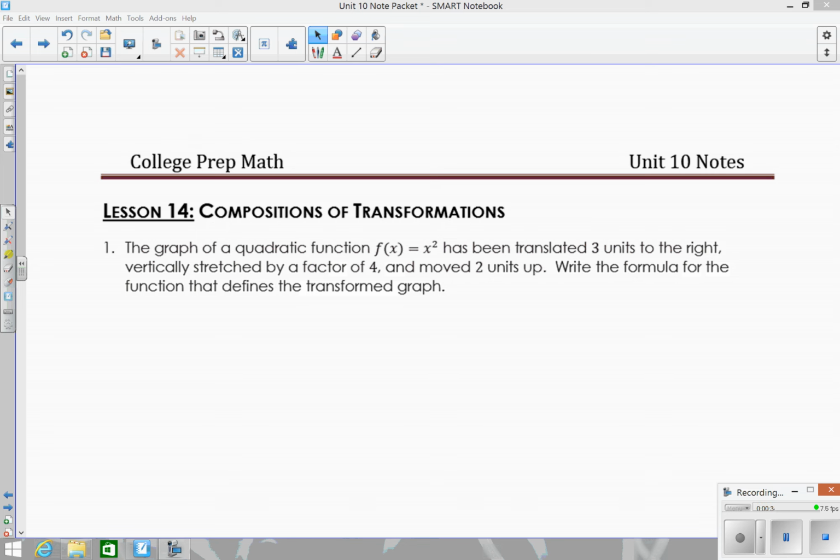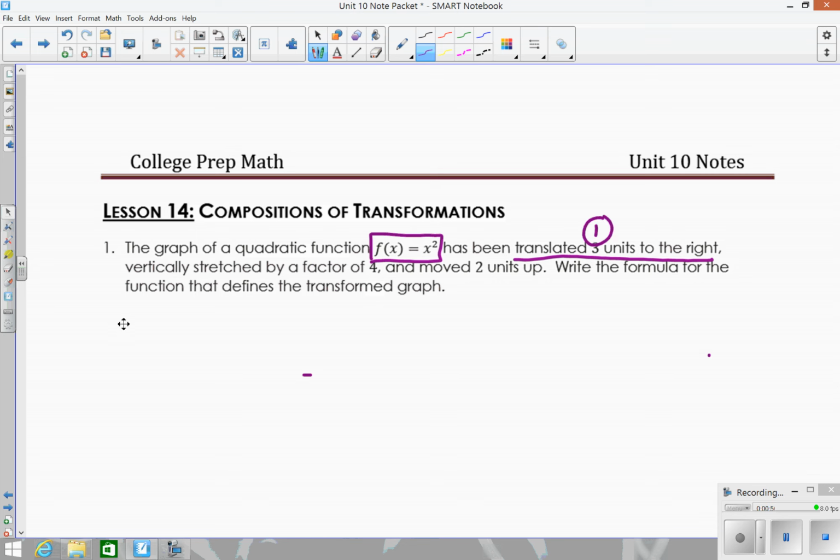So basically for this first example here, we're starting with this quadratic function. So x squared is our parent function. And we have some different transformations that have been done to it. First one here is it's been translated 3 units to the right. So I'm going to call that number 1.